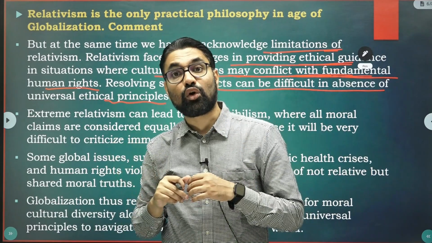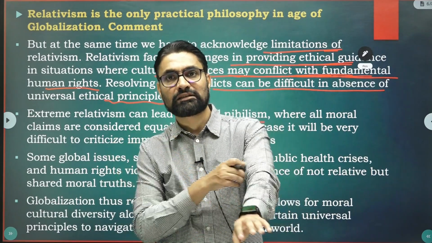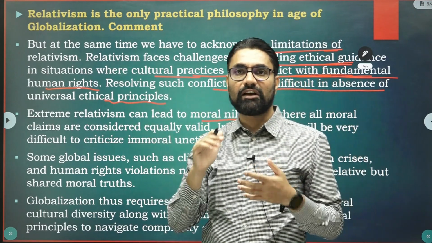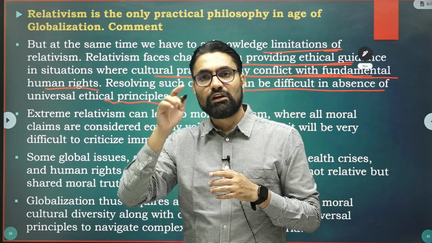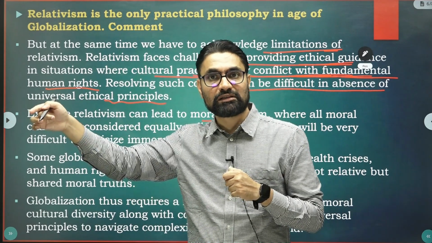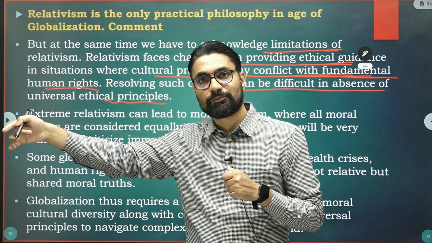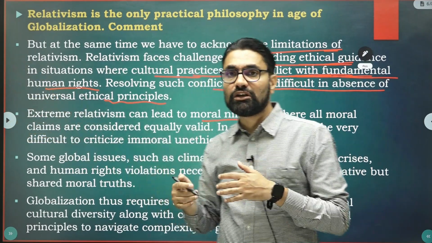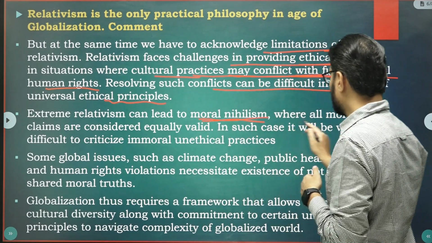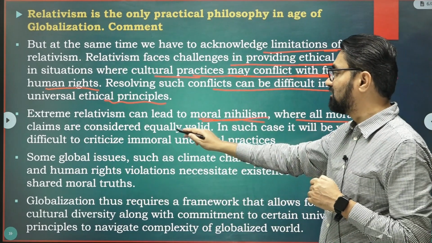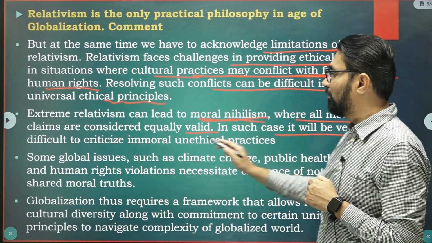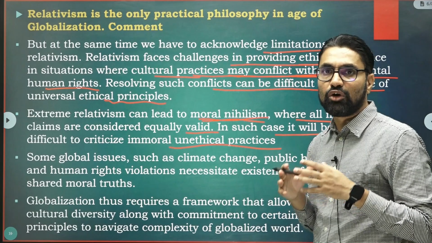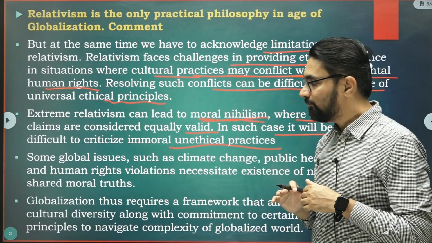Then you can't criticize even wrong things of other people. You can't criticize negative or unethical things. Even unethical things will get justified under relativism. And so relativism may create moral cowards, reformers will become criminals, and because of that it has the potential to be a morally nihilistic philosophy, where all moral claims will be considered equally valid, and in such a case it will be very difficult to criticize immoral, unethical practices. We won't be able to criticize immoral, unethical practices, it will lead to nihilism.